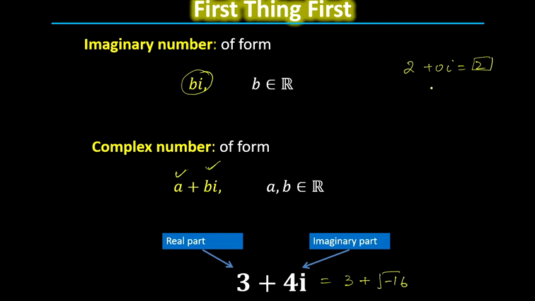If you are writing here 2 iota, it means under root -4. It has only imaginary part but no real part. But if you are writing 3 plus 4i, it has both the components. Is that clear? So from now onwards, your superset of number will be complex number. It consists of real number as well as imaginary number.